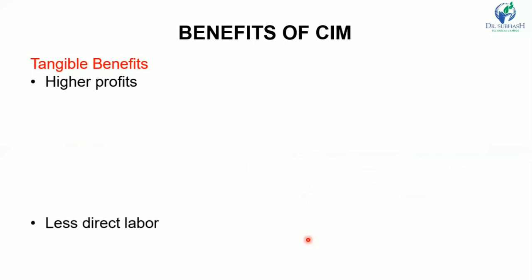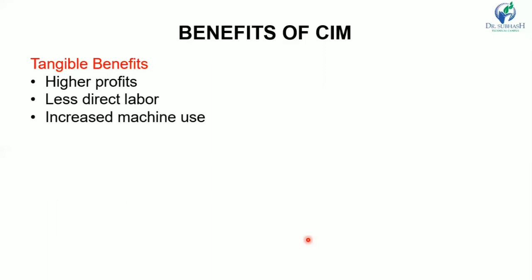Now, what are the benefits of CIM? There are two types of benefits: tangible benefits and intangible benefits. Let us see the tangible benefits first. Higher profit: directly we can get more profit. Less direct labor: the use of labor is reduced. Increased machine use: by implementing CIM, we can increase machine use, or minimize the idle time of the machine.